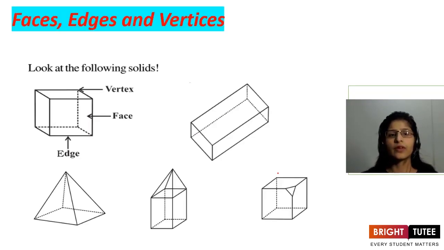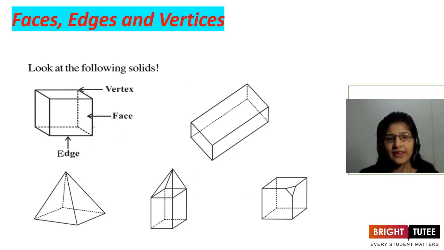Just see here. We're going to talk about faces, edges, and vertices. I know you all are familiar with these three terms. Still, let us recapitulate. Let us start with the face first. What is a face? All these 3D shapes are made up of polygonal regions. Like here, the polygon is a rectangle. In this figure it is a rectangle, somewhere it is a square. So polygonal regions are known as faces.